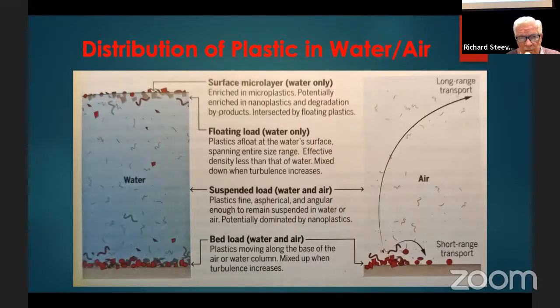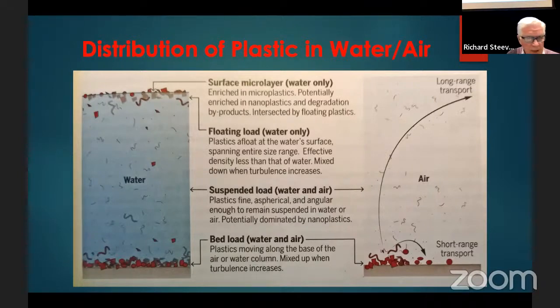These first two topics, the surface micro layer relates to the water only, but that's quite enriched in microplastics and various floating loads on the water surface. It expands quite a range. But then the third point here, suspended load, applies to the water and the air.